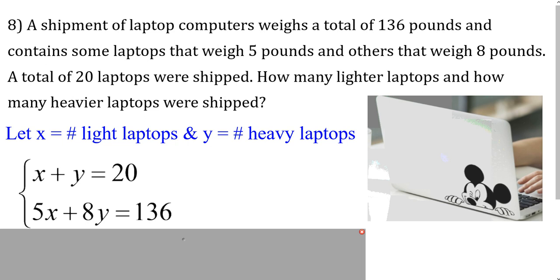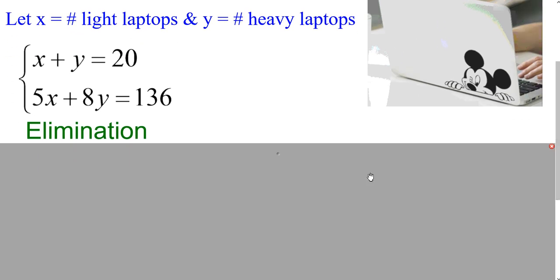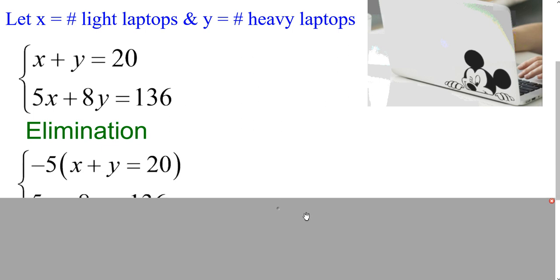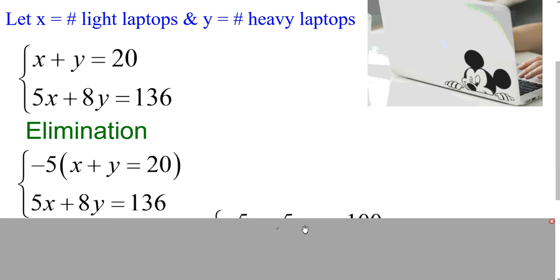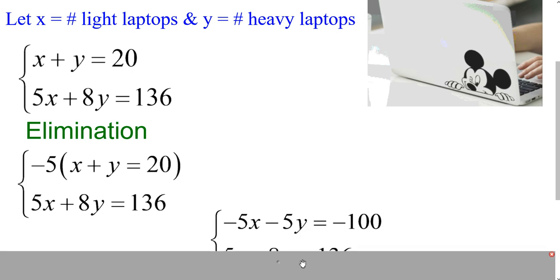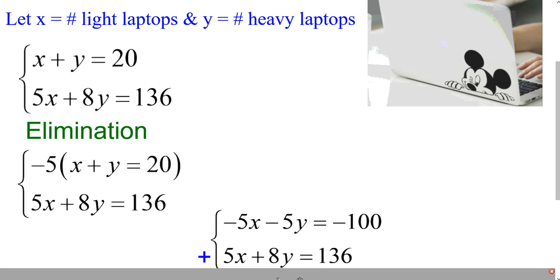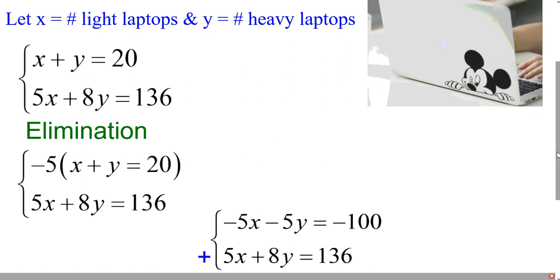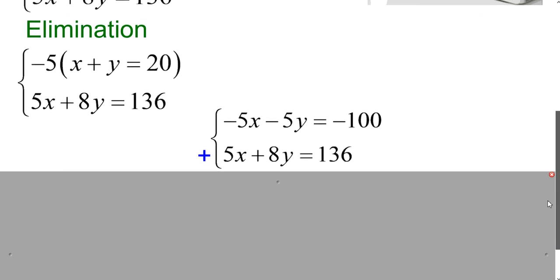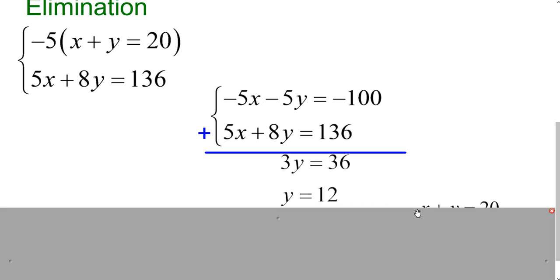So what we're going to do is take the first equation and multiply it by -5. That way, when I add the equations together, the x's will make a 0, and that was our goal. So by multiplying -5 through the first equation, we have -5x minus 5y equals -100, and we want to add that to our second equation, 5x plus 8y equals 136. By adding them together, we're left with 3y equals 36. To get y alone, we divide both sides by 3, and therefore y equals 12.